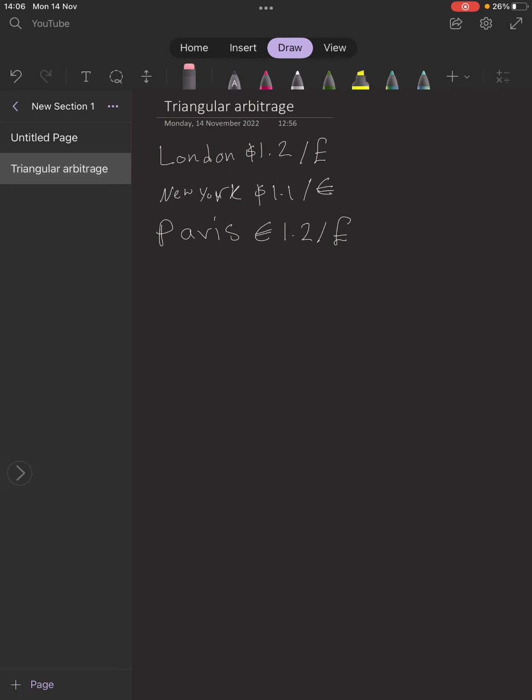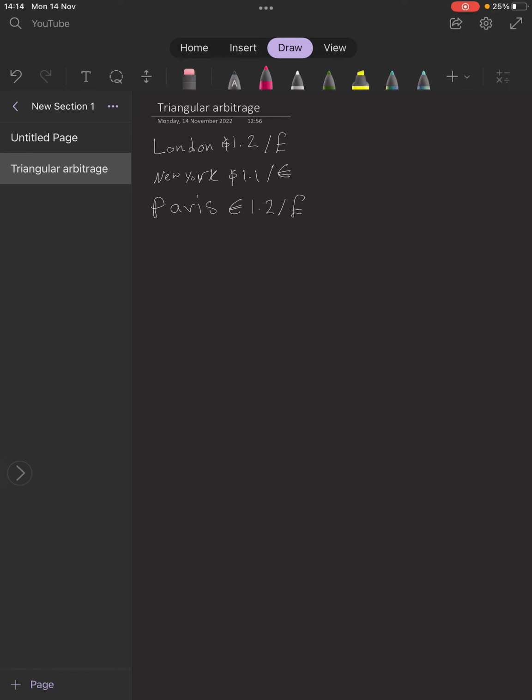Okay, and now, in order to calculate whether there is an arbitrage opportunity in such an example, consider we have an exchange rate in London. So basically, you pay $1.2 for £1 in London. You pay $1.1 for €1 in New York, and you pay 1.2 euros for £1 in Paris.